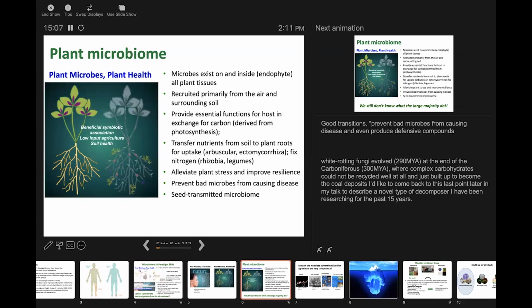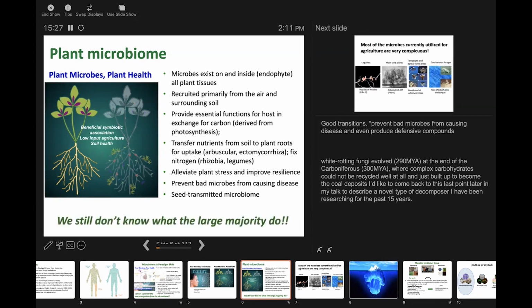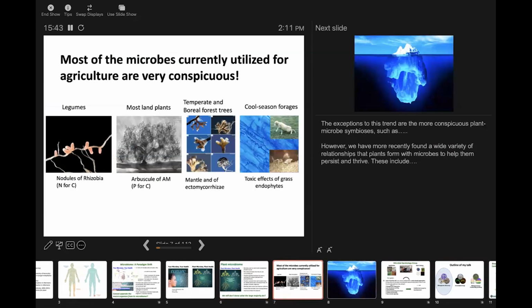And we do have a few that are well known, I'll show you. But again, they alleviate plant stress, some do. Improve resilience, some do. Some prevent bad microbes from causing disease. Some do, just like us. And just like us, there's seed-transmitted microbiome. So again, this concept of microbiome is a holistic one. But despite the sort of impact that using microbes in agriculture could have, we have no idea what the large majority of these things do. There are a few that we do know.